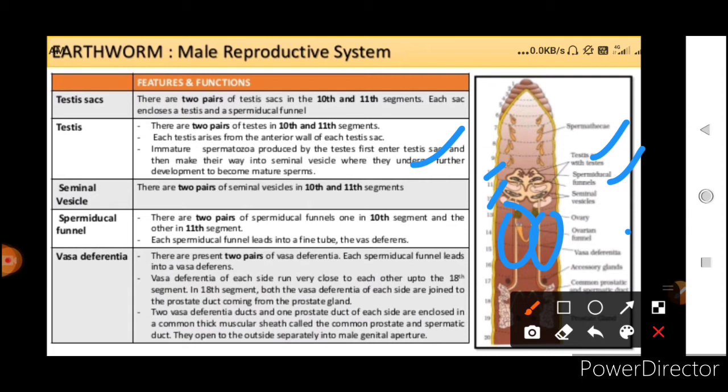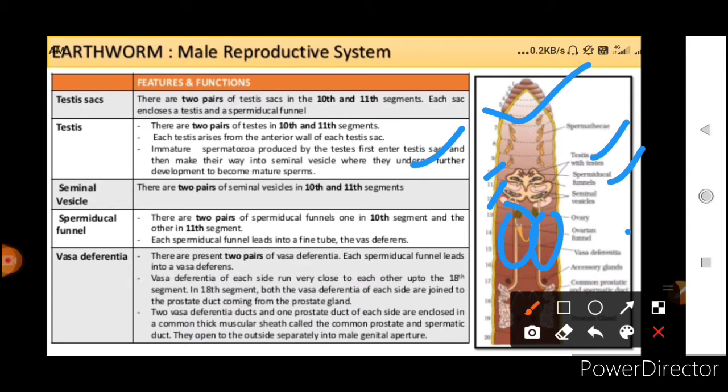When we are talking about the male reproductive system, the diagram here is not clear, so you can take your textbook diagram. It is very difficult to put the diagram and the writing in the same slide. So you can study the diagram from your textbook, keep the diagram by your side, and see the basic functions, which are all important.